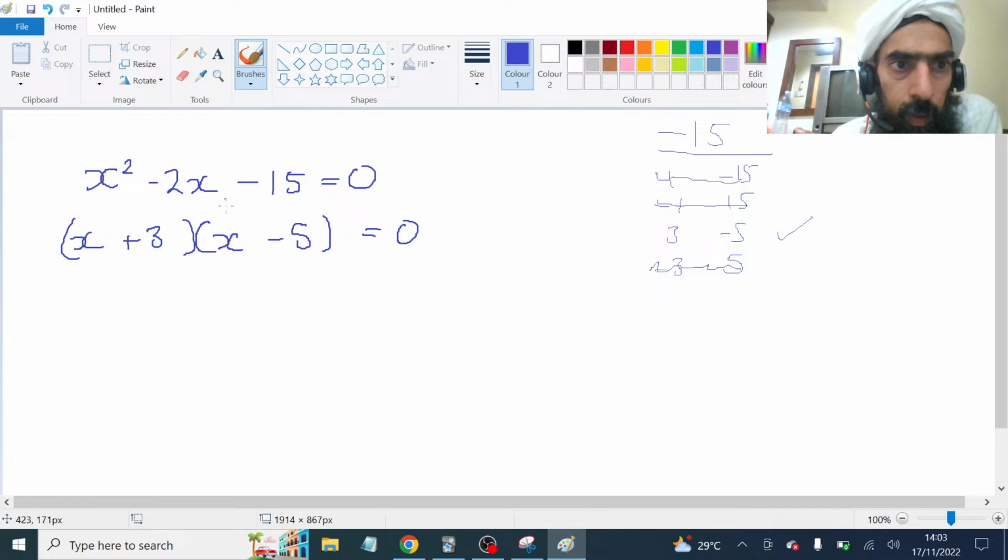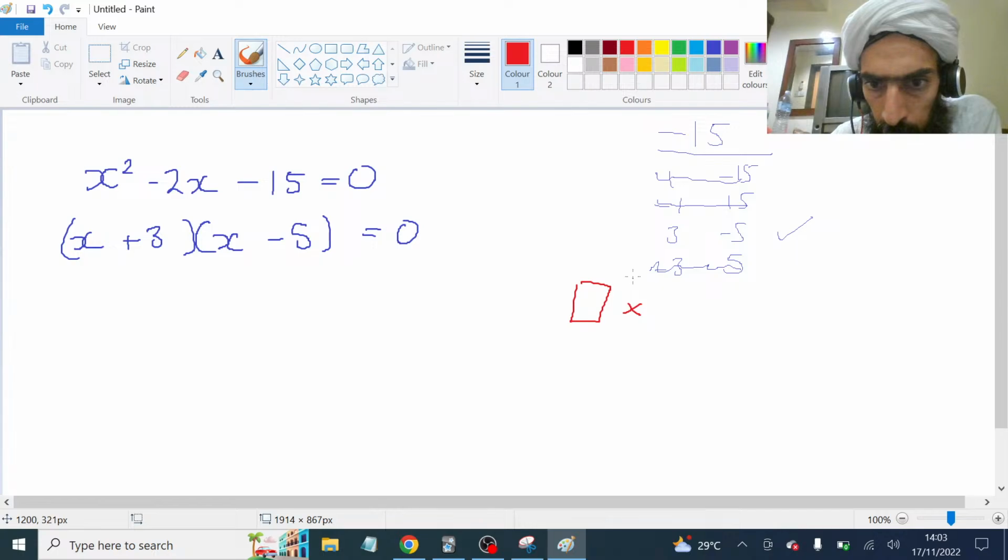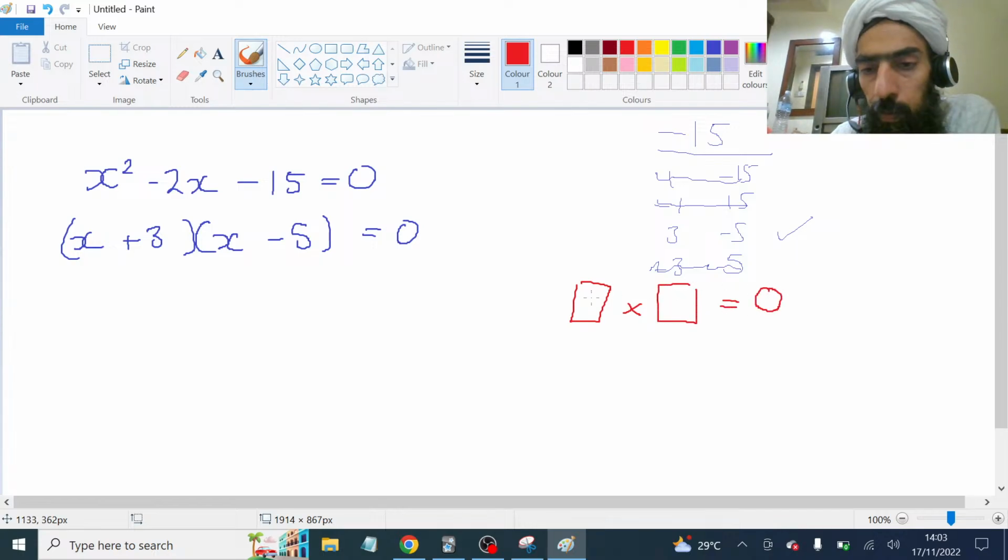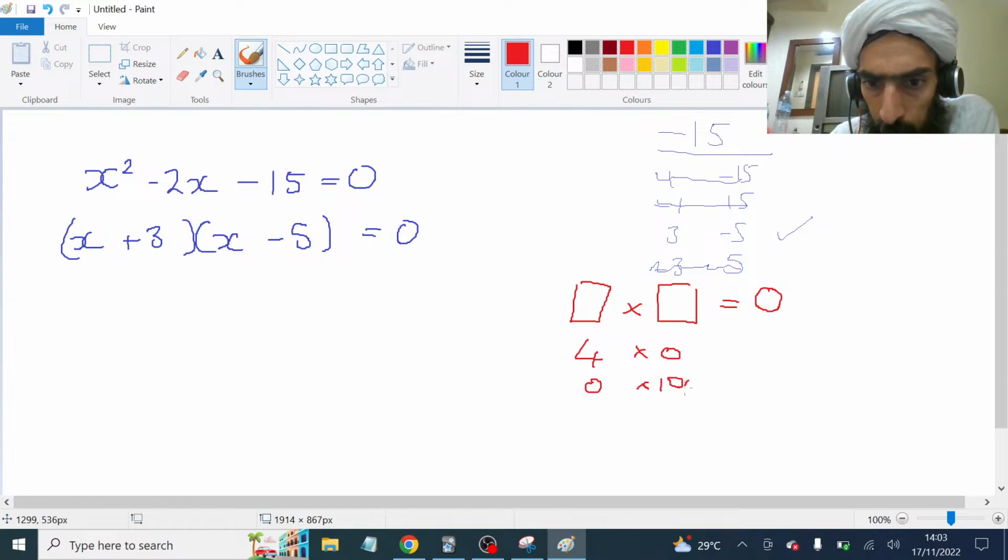Now a new principle that you need to understand is that when you have two numbers that multiply together to get 0, then at least one of the numbers has to be 0. At least one of the numbers has to be 0. So if I just put in a couple of examples, 4 times 0 would make 0. 0 times 1,000 would make 0. 9.5 times 0 would make 0.